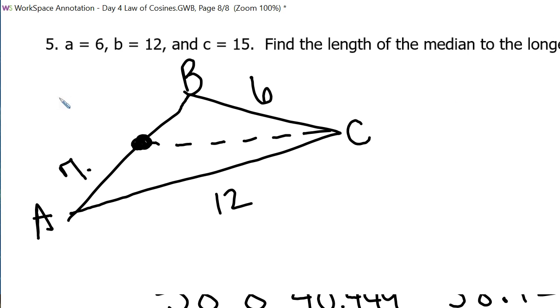So there's my median. So if side C is 15, what's half of 15? 7.5. So this piece is 7.5. This piece is 7.5. We need to figure out what is this length here. Well, if I look at just the bottom triangle, do I have enough information to find side A? No, in order to find side A, what angle would I have to know? I would have to know angle A. So do I know what angle A is? No. So that's the first thing we need to do. We need to find the measure for angle A.